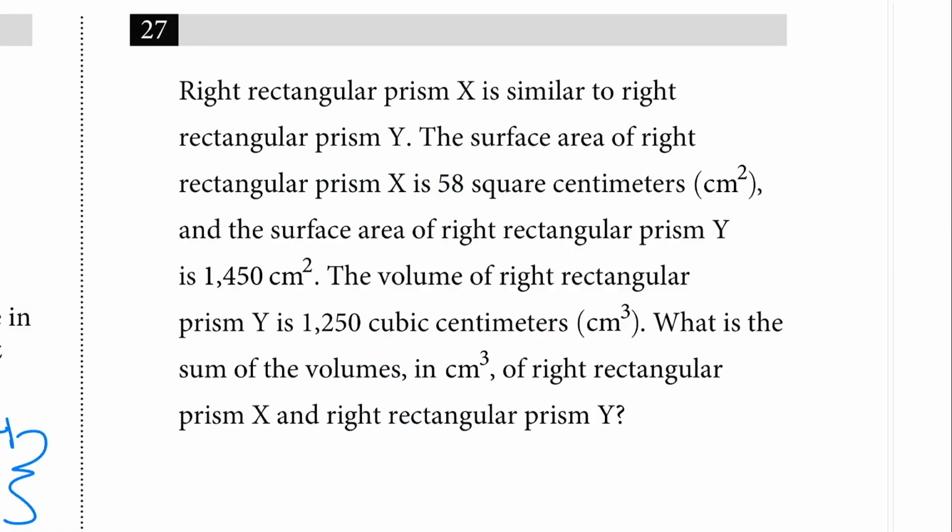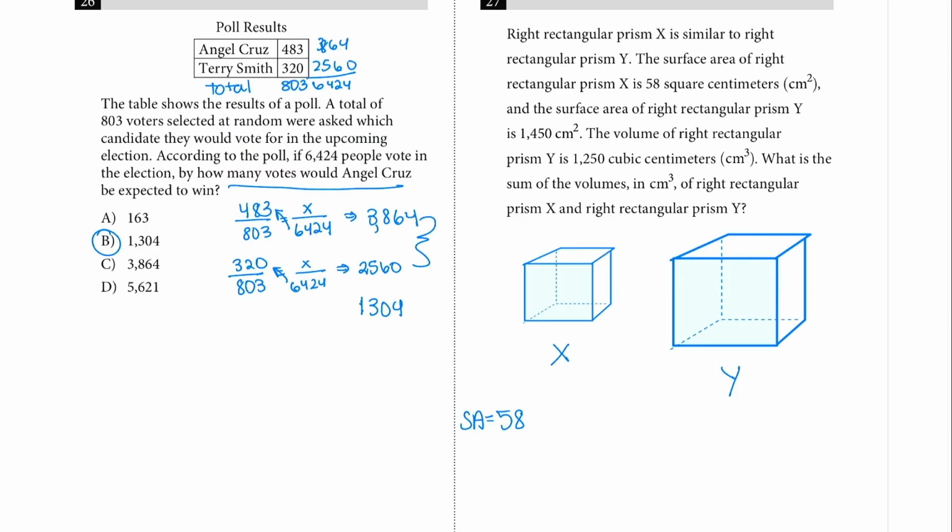Right rectangular prism X is similar to right rectangular prism Y. The surface area of right rectangular prism X is 58 square meters, and the surface area of right rectangular prism Y is 1450. The volume of right rectangular prism Y is 1250 cubic centimeters. So what is the sum of the volumes of right rectangular prism X and right rectangular prism Y? First thing I'm going to do is sketch this out. Surface area is 58 for prism X. Surface area is 1450 for prism Y. Volume of right rectangular prism Y is 1250.